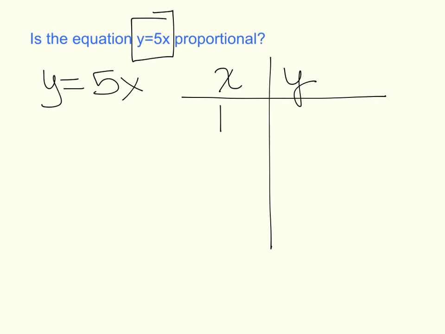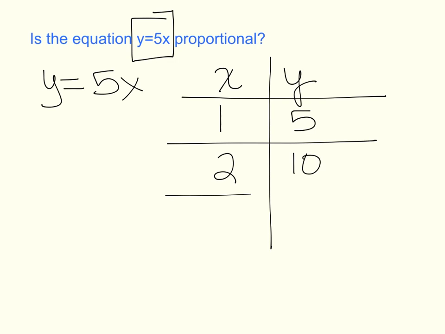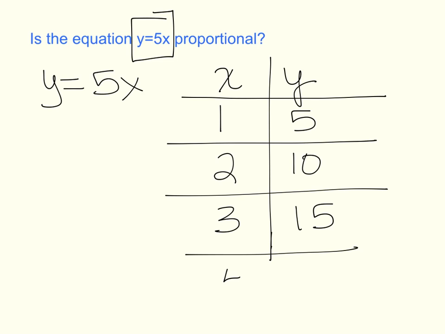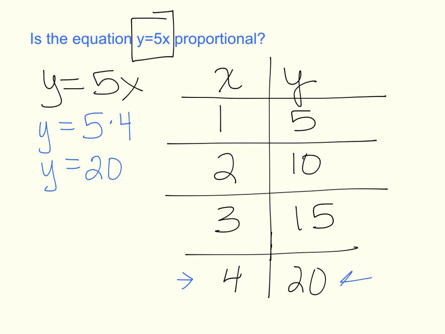So if x is 1, if I plug in 1, 1 times 5 is 5. If I plug in a 2, 5 times 2 is 10. If I plug in a 3, y is 15. And if I plug in a 4, y is 20. So let me just show you quickly what I did here. For this last entry, if x equals 4, I plugged in 4 instead of x. So 5 times 4 is 20, so y equals 20. That's how I got that 20 there. And I did that for each one in my head.